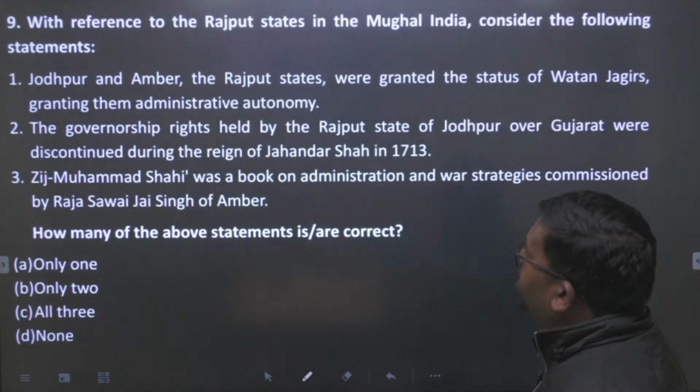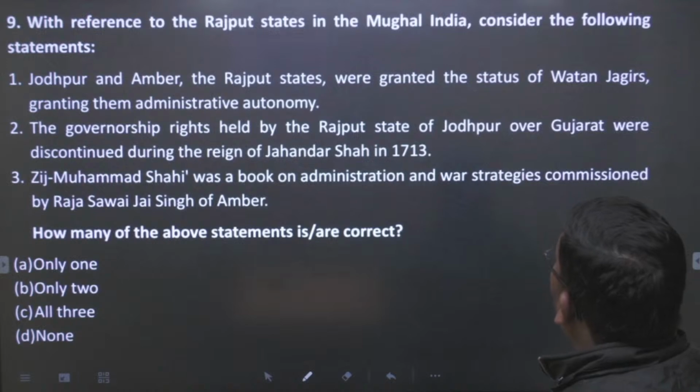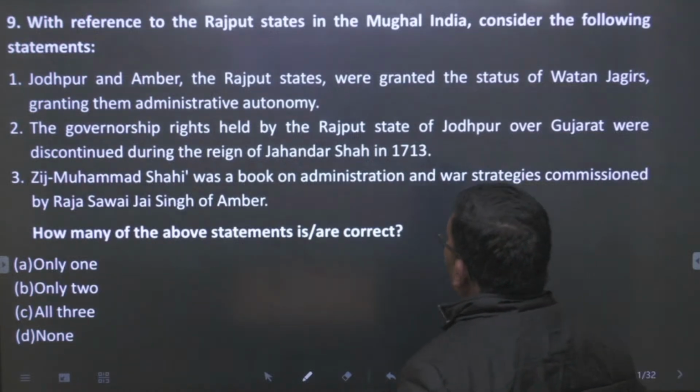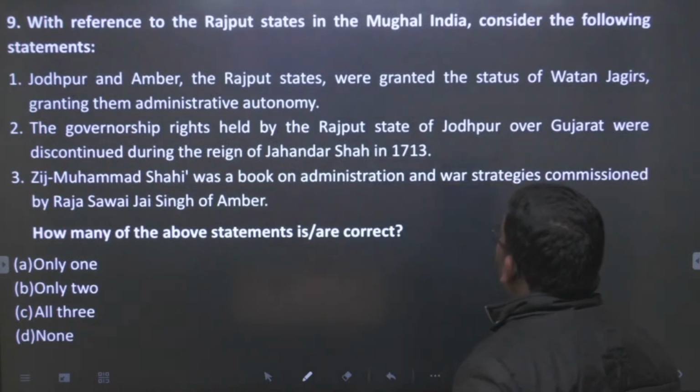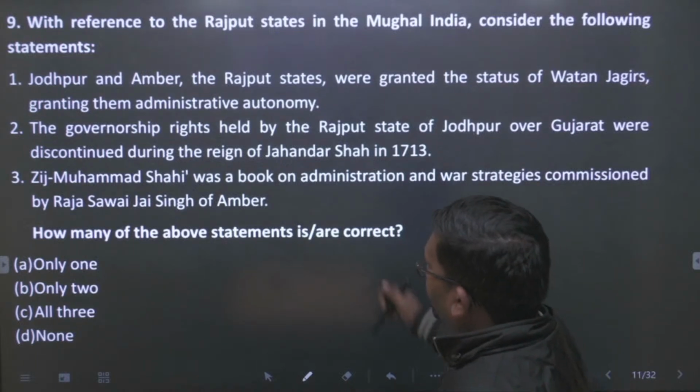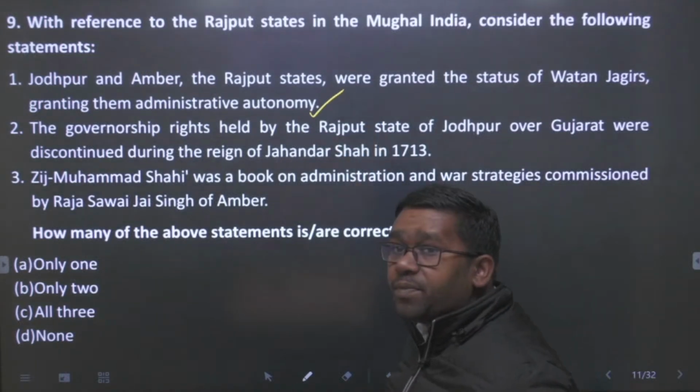9. With reference to the Rajput estates in Mughal India, consider the following statements. Jodhpur and Amber, the Rajput estates, were granted the status of Watan Jagirs, granting them administrative autonomy. Yes, it is true. And they had administrative autonomy.